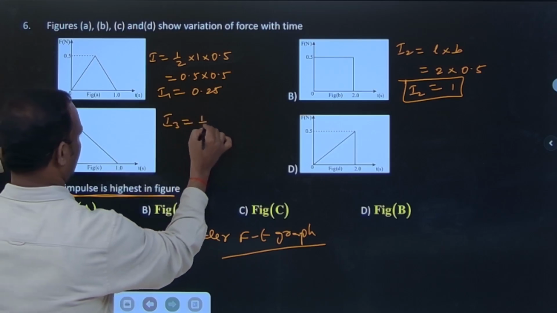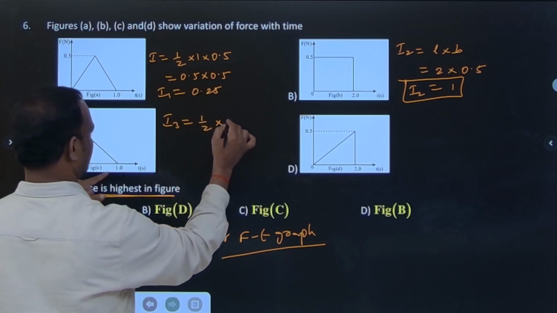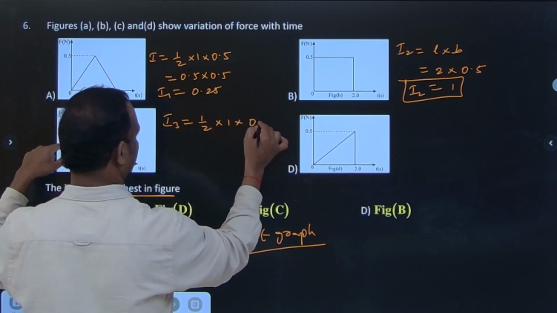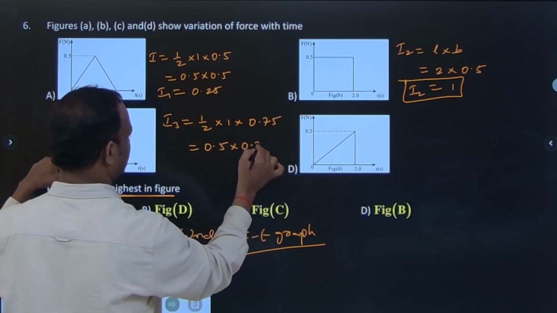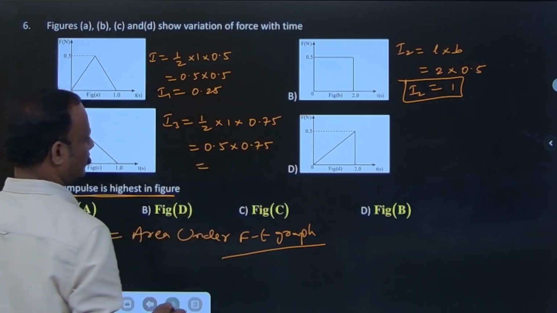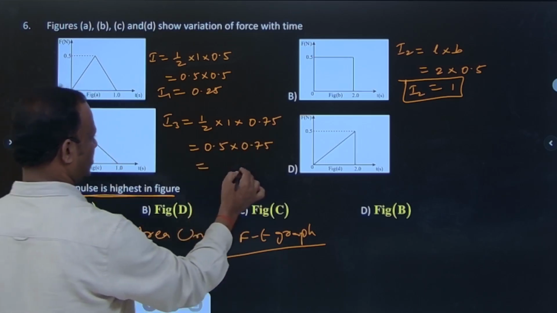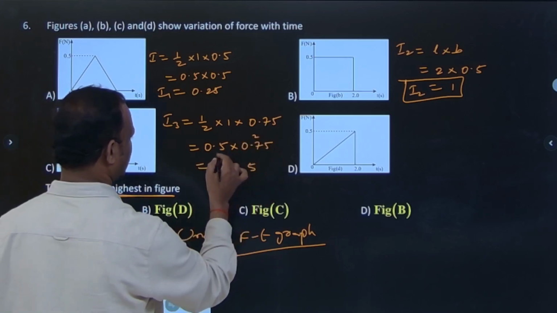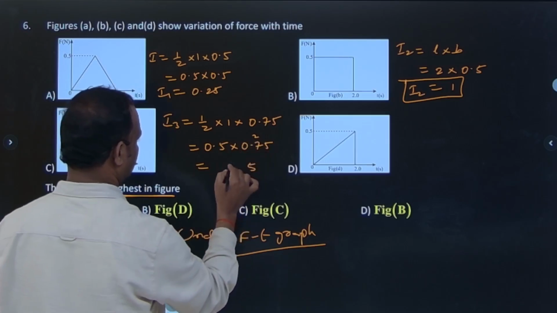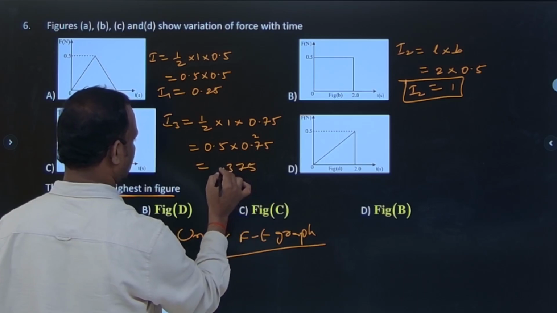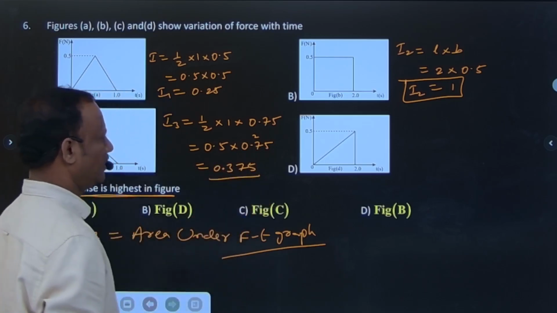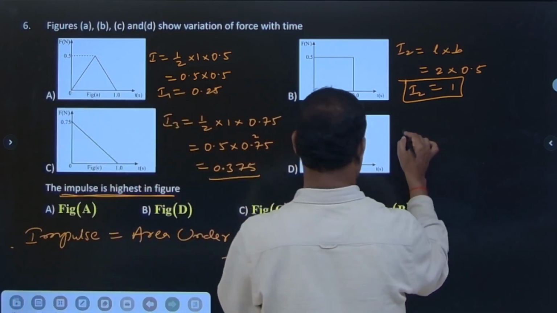I3 is equal to half base into height. Base is 1. Height is what? 0.75. 0.5 into 0.75. Okay. So then simplify. 5 5s are 25. 2 3s are 6, 37, so 1 2 3, 1 2 3. This is 0.375.